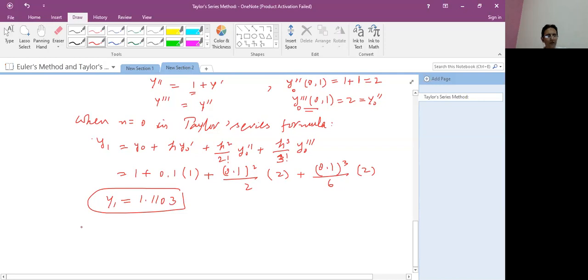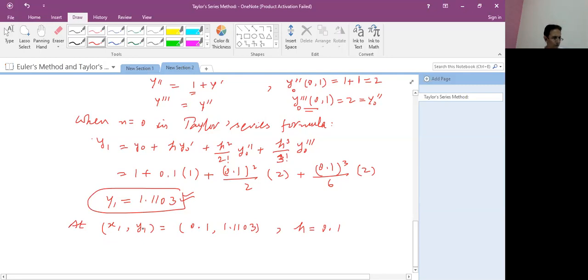So now if we find x2, it is 0.2. When we consider x1, y1, x1 is 0.1, y1 is 1.1103, which we found in the previous step, and h is equal to 0.1. Then, student, with the help of these values, we will find y2.